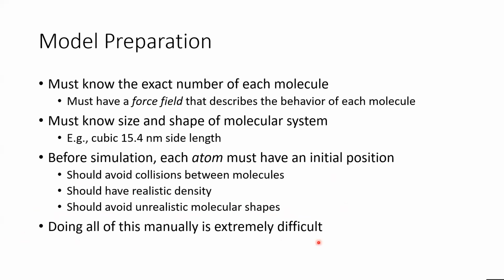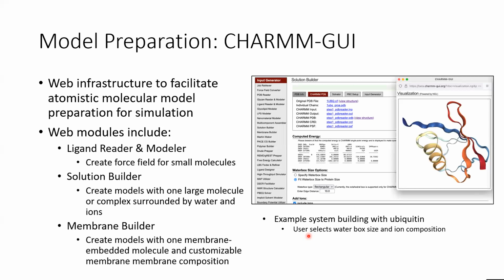So people did used to do this all manually, and as we started trying to build models with more than 1,000 atoms, it became clear that it was a little bit too difficult to do by yourself. It would just be your own PhD project, just building one such model. So instead, we have lots of different tools that you can use to help automate the process of building these models. One web infrastructure that exists, which is the one that I work with, is called CharmGUI.